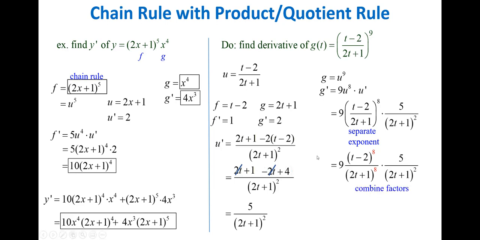And then combining factors, 9 times 5 is 45. I'm going to write that in front. Then I have t minus 2 to the 8th power. And now these are like bases, and I'll use exponent laws to just combine them. 8 plus 2 would be 10. So the denominator will be 2t plus 1 to the 10th power.